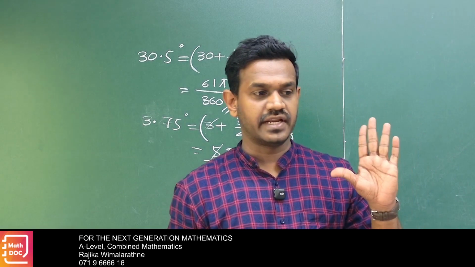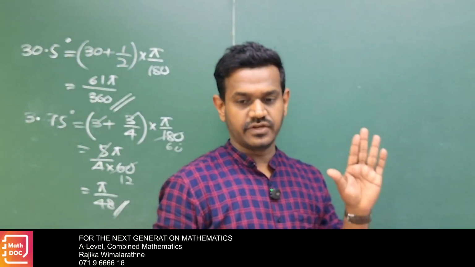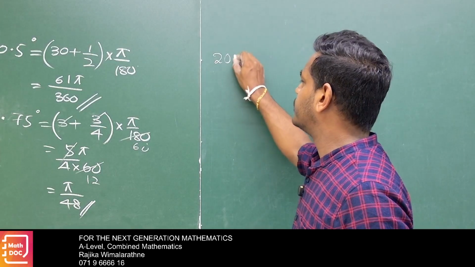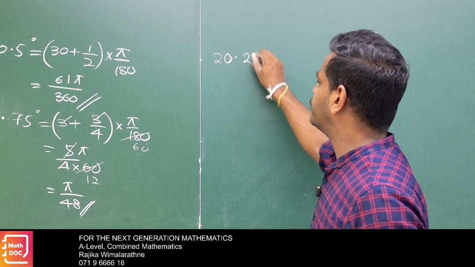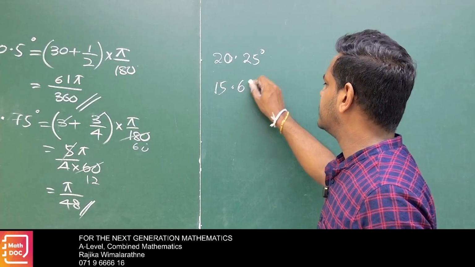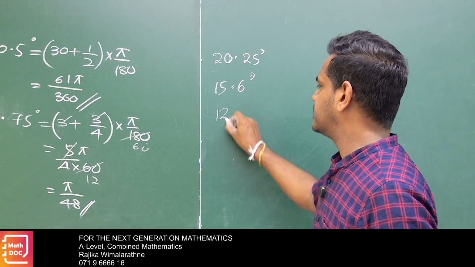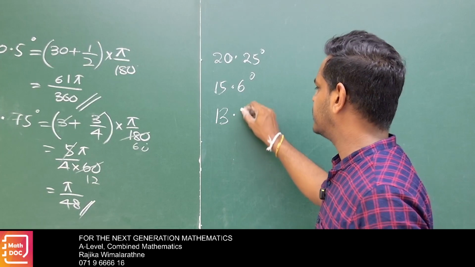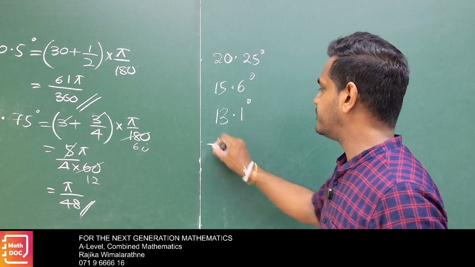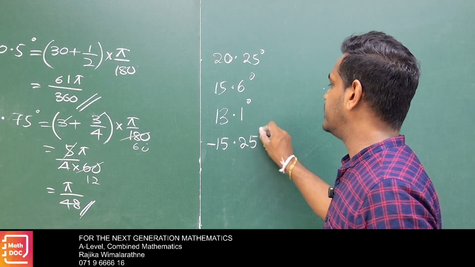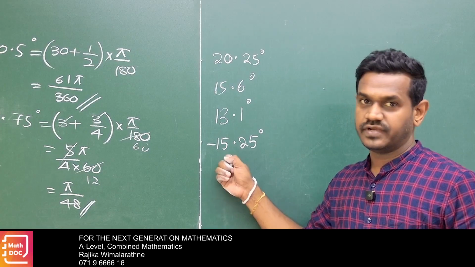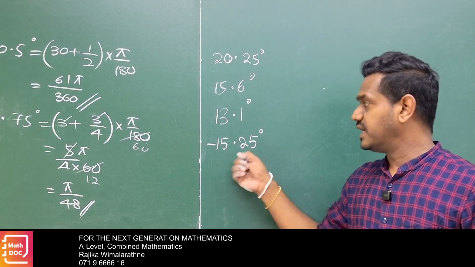Okay, then similarly you try 20.25 degrees, 15.6 degrees, 13.1 degrees, 15.25 degrees. Okay, do them soon. Here we know we have negative angles, no?